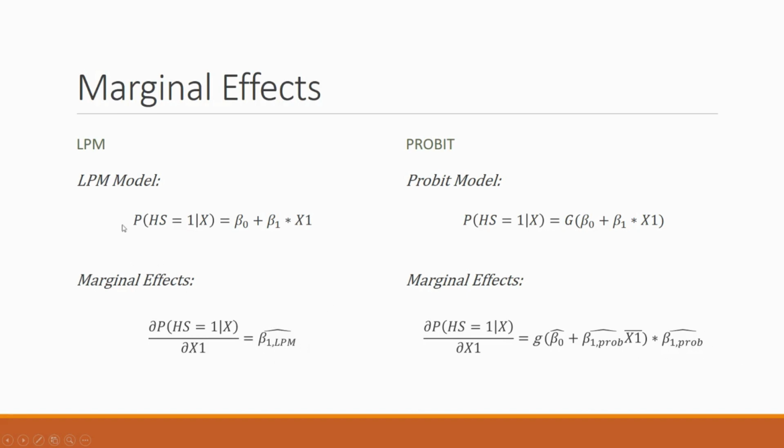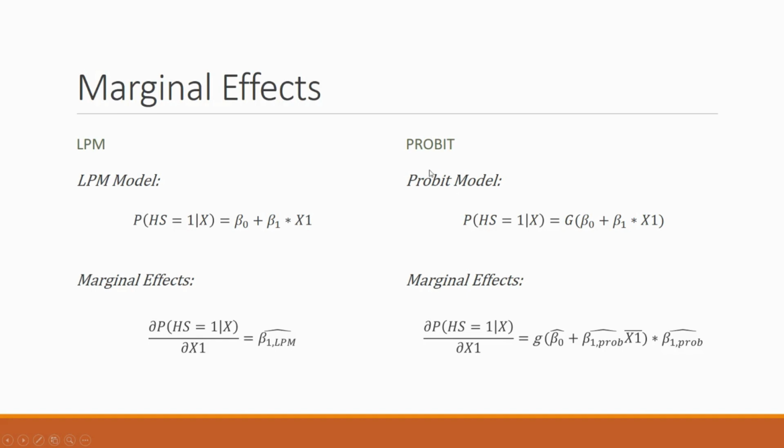All right, so if we use a linear probability model, all we have to do to know the marginal effect is to report the coefficient estimate. So all we need to know is beta 1 hat. Beta 1 hat is the marginal effect when we use a linear probability model.